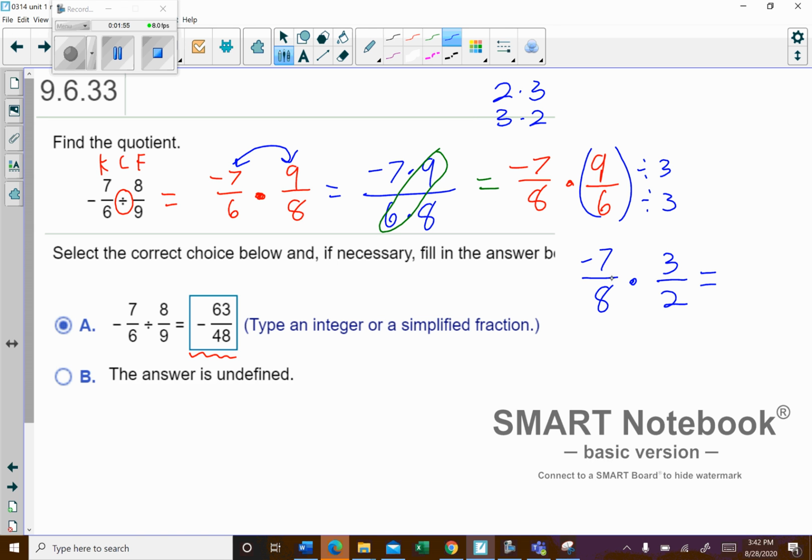Now it's time to go ahead and multiply going across. So negative 7 times 3. A negative times a positive, that's where you get a negative 21. Then 8 times 2, both positive, so it's going to be positive 16. And that should be our answer right there.